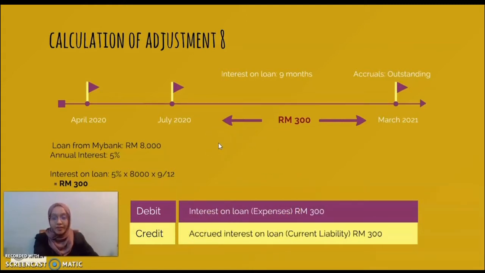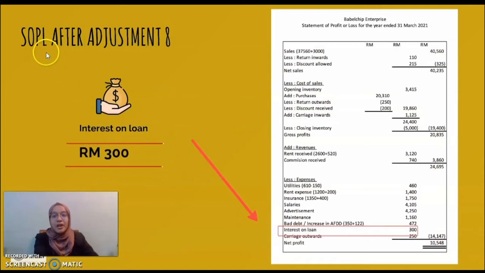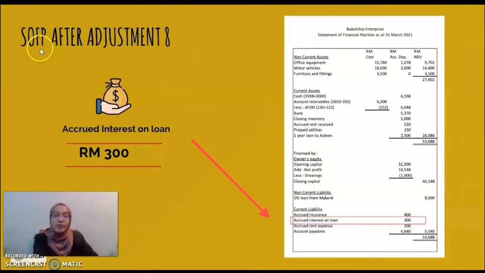According to the infographic, Bubble Chip Enterprise has made a loan from my bank amounting to 8,000 ringgit and the annual interest is 5%, equivalent to 300 ringgit, which has yet to be paid by Bubble Chip Enterprise. For SOPL, the interest on loan will be 300 ringgit, meanwhile for SOFP, there will be accrued interest on loan amounting to 300 ringgit, in which Bubble Chip Enterprise has not yet paid the interest.